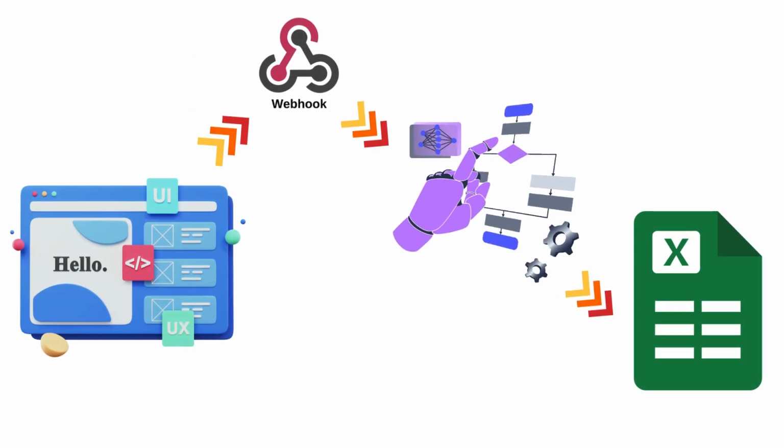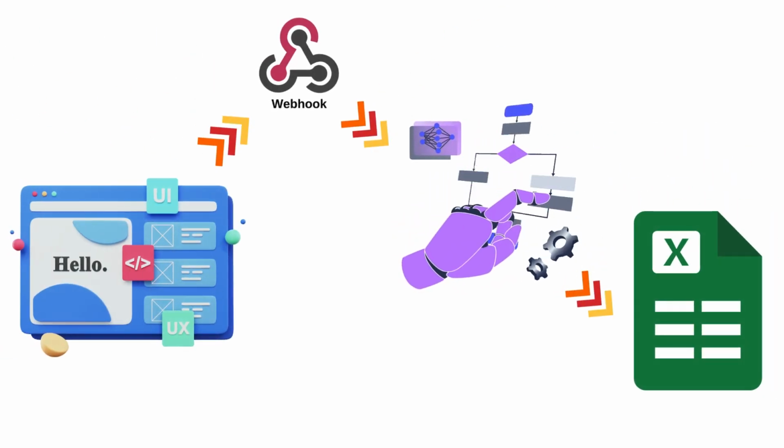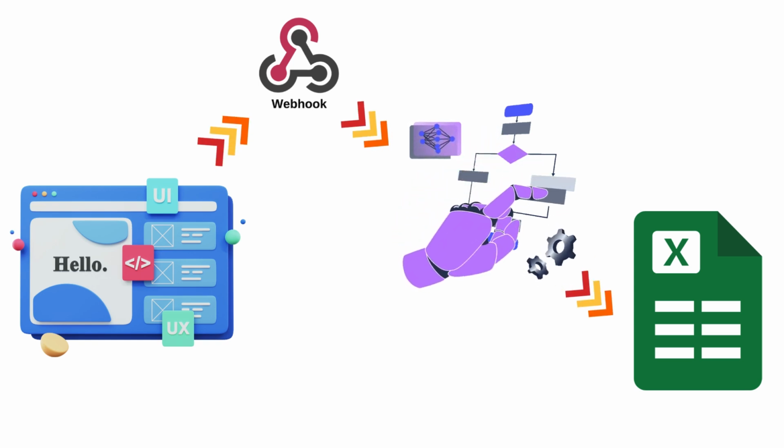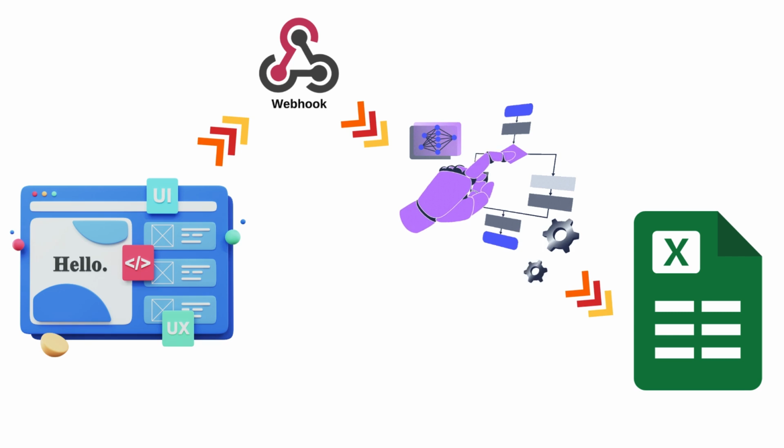So if we look into the whole picture, the landing page sends the data to a webhook, the webhook sends the data to the AI agent, and the AI agent sends the data to the Google Sheet.